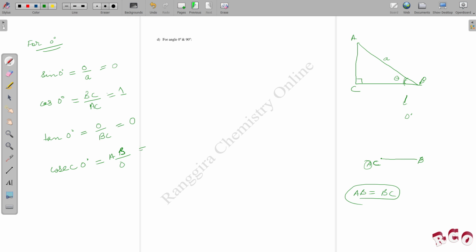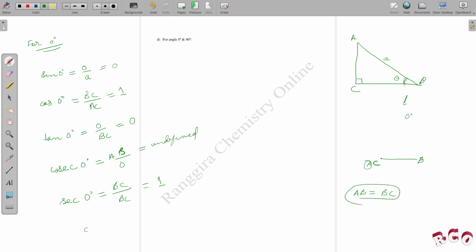So anything you divide by 0 will be undefined. And then sec 0. Sec is what? Adjacent over hypotenuse. Adjacent is BC, and the hypotenuse has coincided with BC. AB has become BC, so let us write BC only. It will be 1, isn't it?